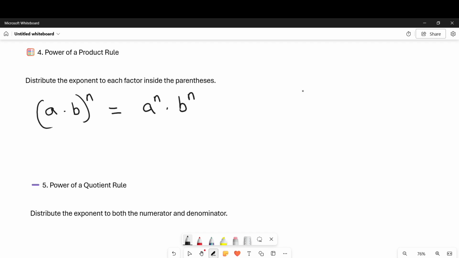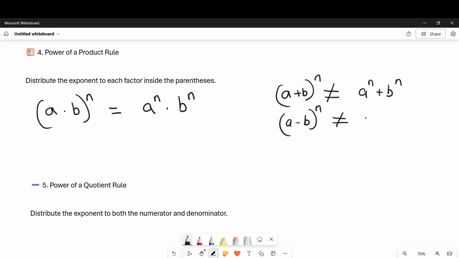But make sure it is not equal. See, a plus b all to the power n is not equal to a to the power n plus b to the power n. This is not equal. This only applies to products of two variables. It cannot apply to addition or subtraction. This is exactly different. There is no connection between subtraction and addition with this power rule. So it's not equal.